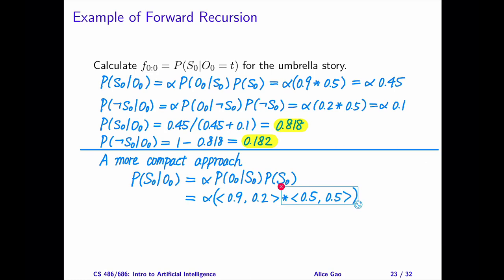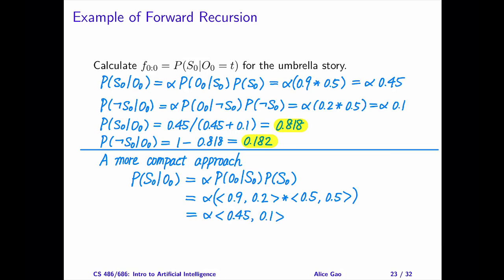The second term also contains two values. This is a prior distribution over S0. Next, we need to multiply these two terms together. This is an element-wise multiplication. The first value in the result is the product of the first values in both terms.